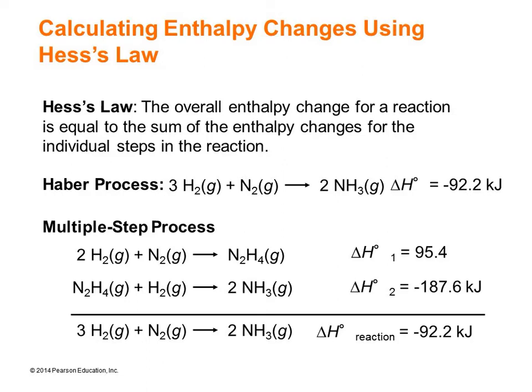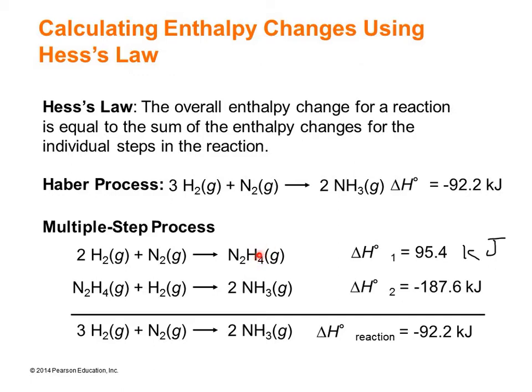For example, the Haber process, which is the reaction of hydrogen and nitrogen to yield ammonia, doesn't take place in one step. What actually happens during the reaction is 2 moles of hydrogen react with 1 mole of nitrogen to yield what's known as an intermediate. When we measure the change in enthalpy for this first reaction, we discover that it is endothermic with a change in enthalpy of 95.4 kilojoules.